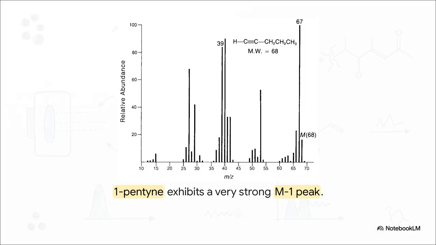Let's actually look at this in action. Check out this spectrum for 1-pentyne, which is a terminal alkyne with a molecular weight of 68. Direct your eyes straight to that massive base peak on the far right at m/z 67. That is our strong M-1 peak, and it's caused by the extreme ease of losing just a single terminal hydrogen atom to form a stable ion. You can also spot the propargyl ion totally dominating over at m/z 39. So the triple bond is acting as both a shock absorber and a structural director, completely controlling the fragmentation pattern.